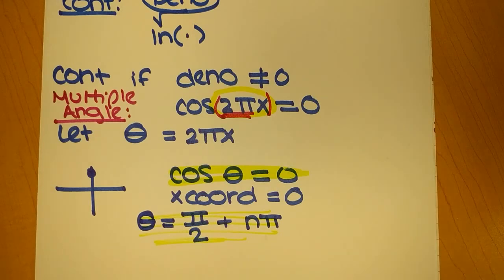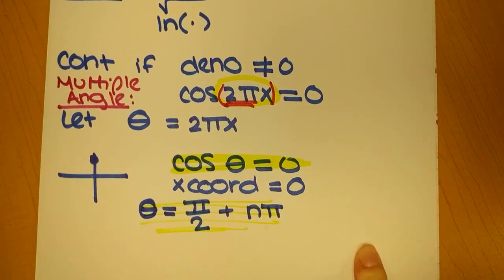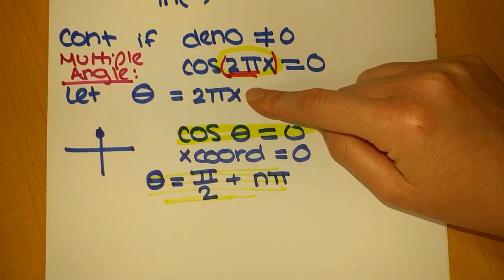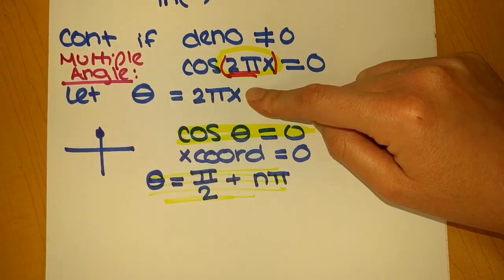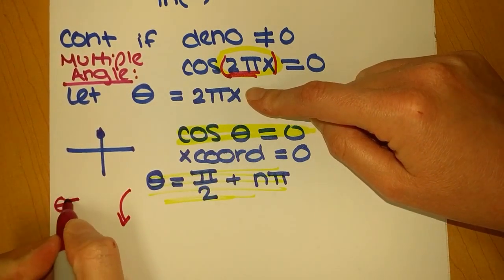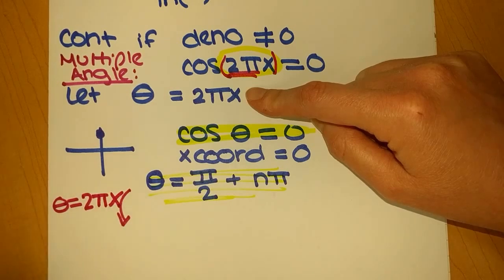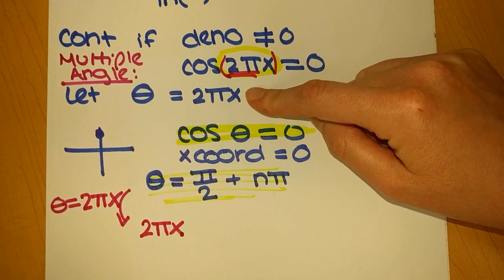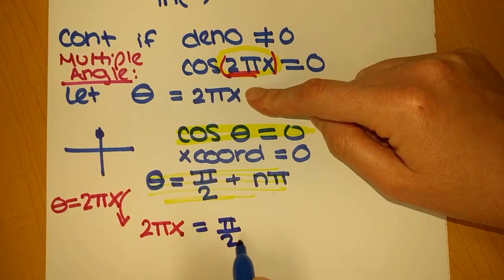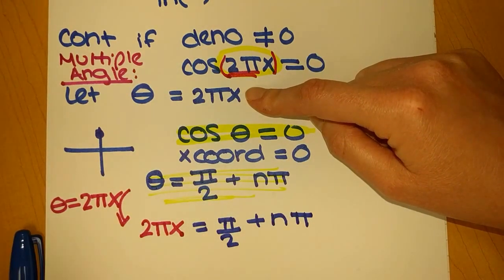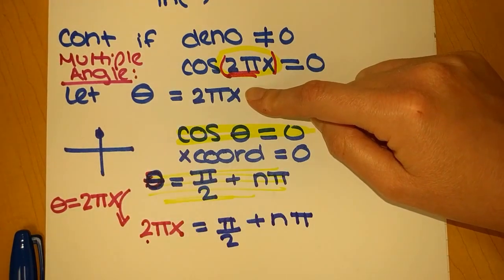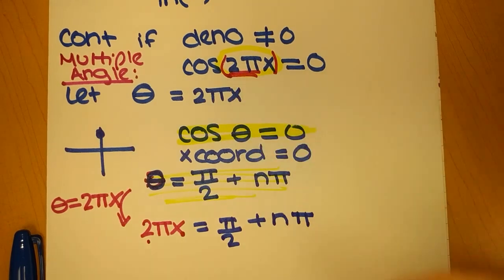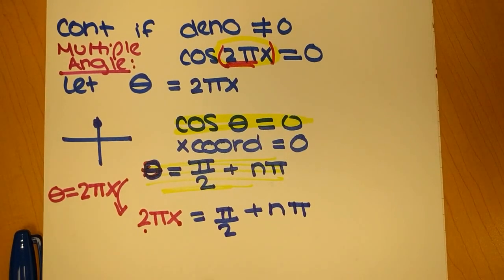Okay, now once we get theta equal to pi over 2 plus n pi, we've got to convert it back into what our original variable was. We let theta be equal to 2 pi x, so now we substitute back in that theta is 2 pi x. So in for theta, we put our 2 pi x, and that's equal to pi over 2 plus n pi. So again, the theta here gets substituted again. We substitute once at the beginning to convert from 2 pi x to theta, and then we substitute again. And now we need to solve for x.